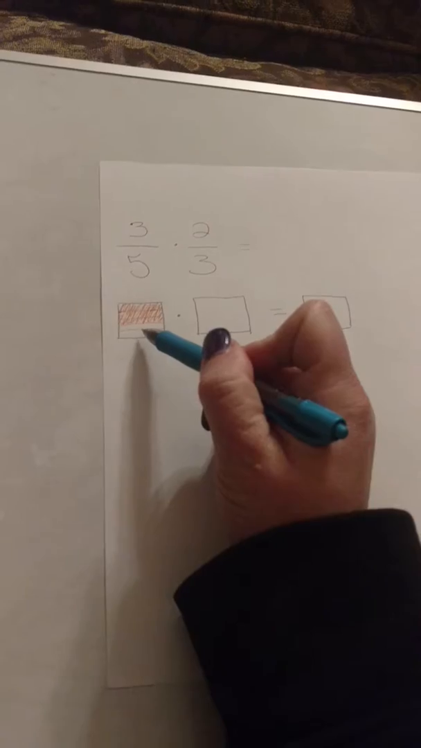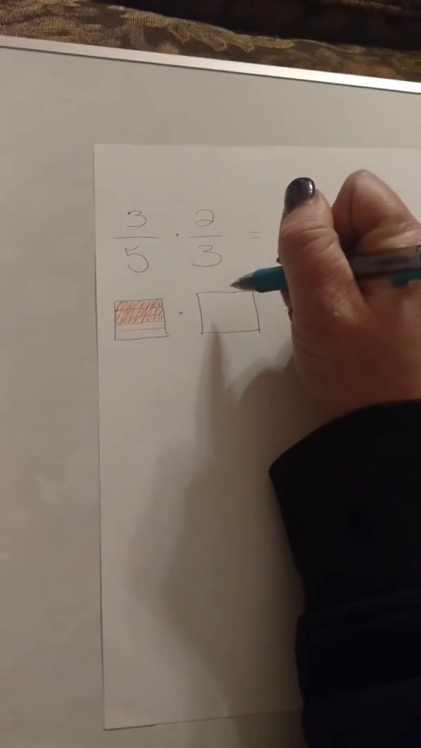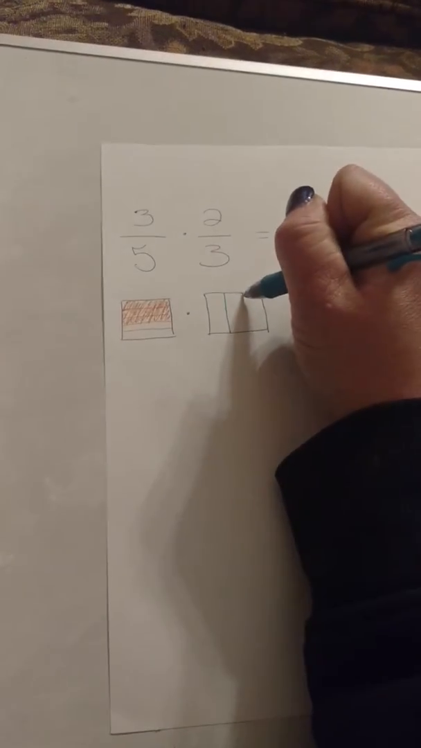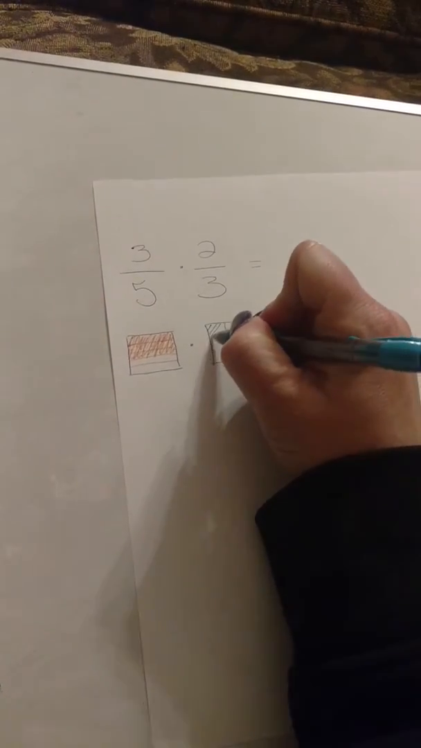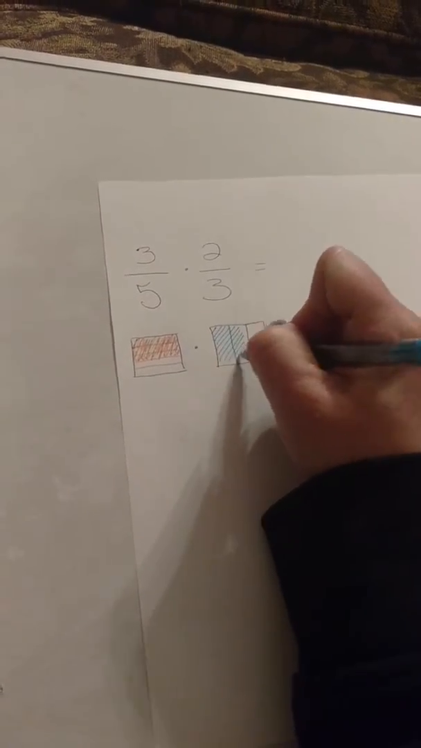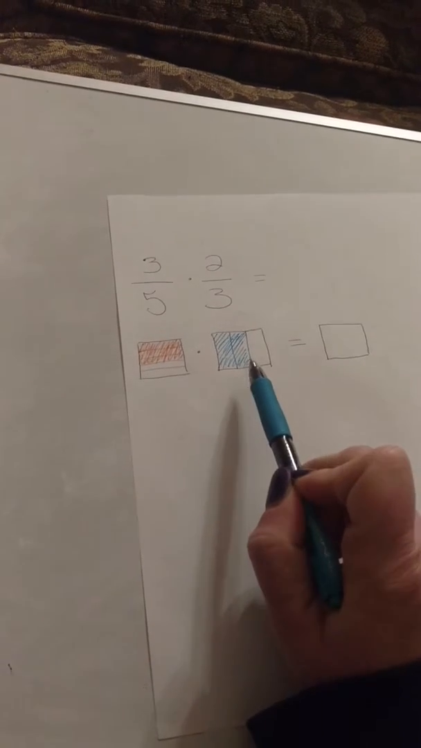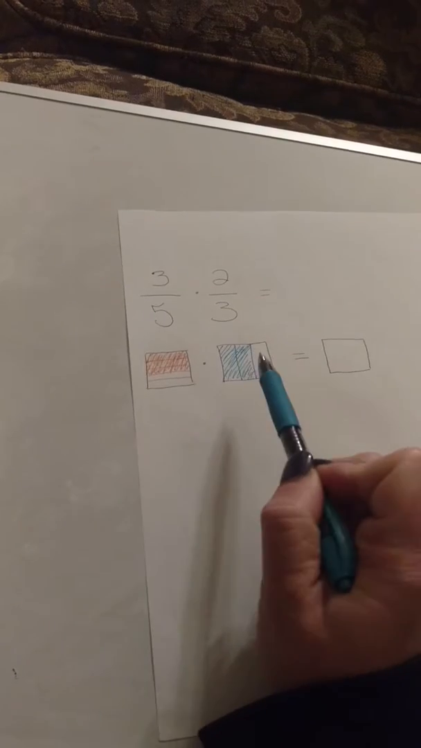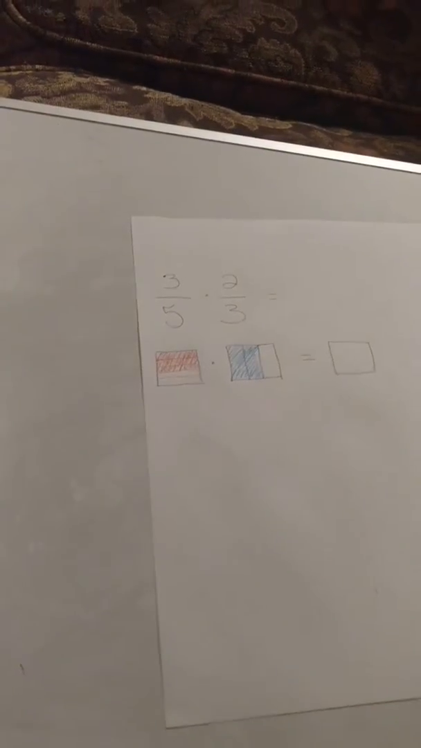But instead of using horizontal lines, I'm going to use vertical lines. So I break this box into thirds, and I shade in 2 of those spaces. So this box represents 2/3. Now it's very, very important that I use horizontal lines on one and vertical lines on the other. Doesn't really matter which way I do it though.